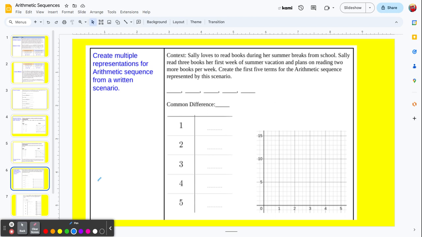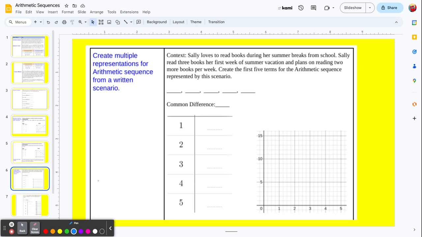Let's do one together. Again, if you want to pause the video and do this yourself, you may do so and then check your answer. Sally loves to read books during her summer breaks from school. Sally read 3 books her first week of summer vacation and plans on reading 2 more books per week. Create the first 5 terms for the arithmetic sequence represented by this scenario.